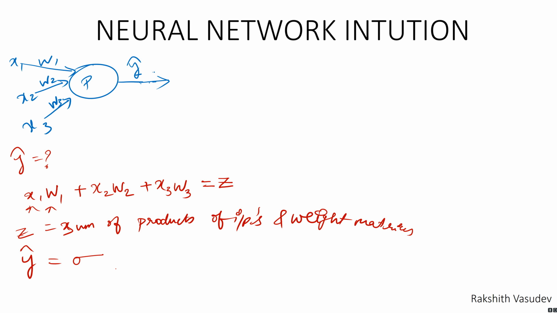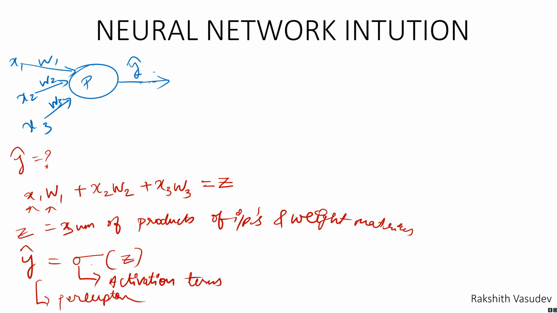Now, all I'm going to do is y hat is sigmoid of z, where sigmoid is called an activation function. Don't just freak out looking at all these terms. These are all just fancy terms trying to scare you off. But right now, all you have to know is the output of a perceptron. What is the output of a perceptron?